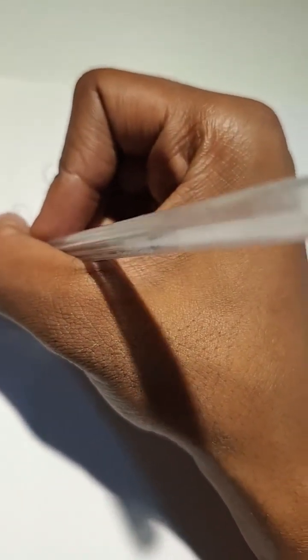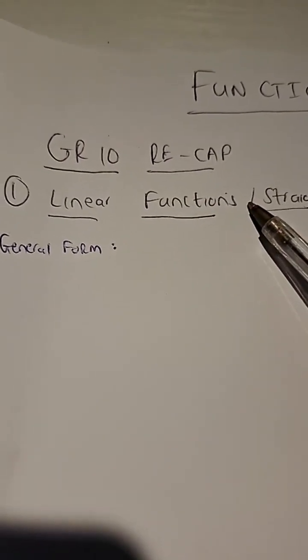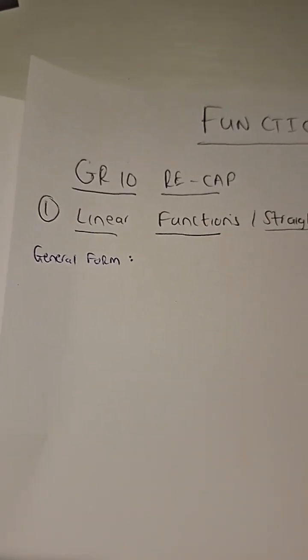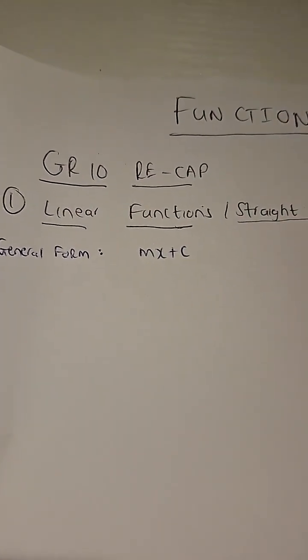I just want to see if people still remember. Do you guys remember what the general form of a linear function was? Maybe someone in the comment section can help me out. Of course this function was done in grade 9 as well, but then in grade 10, you did it and extended it. I see Innocent there says mx plus c. Is that complete?